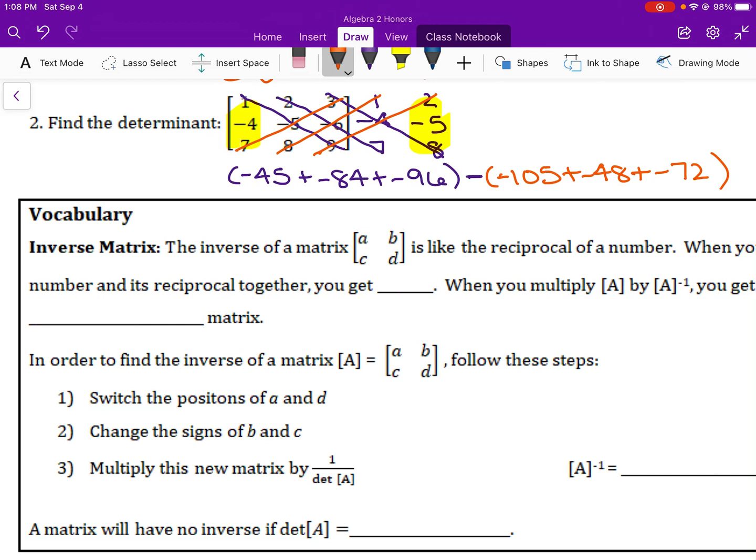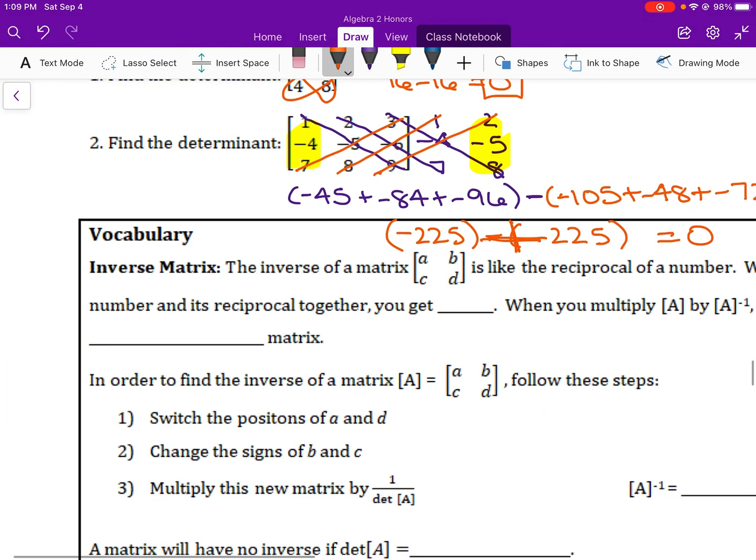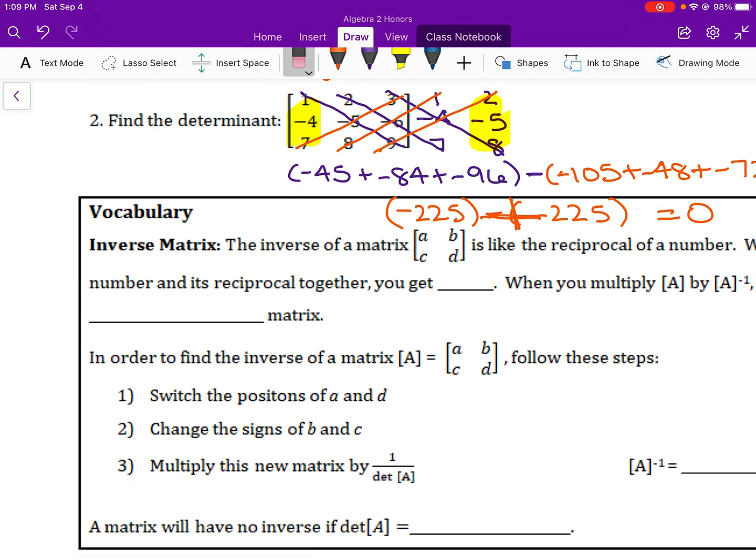Okay, so if we combine them, negative 45 minus 84 minus 96 gives me negative 225 from the first group, minus negative 105, minus 48, minus 72, negative 225. And then look at this. We have this negative, which is plus. So together this makes 0. It's all that work for nothing, just a 0. Anyway, we'll be revisiting what that means as far as inverses go if our determinant is 0. But that's the process in a nutshell.